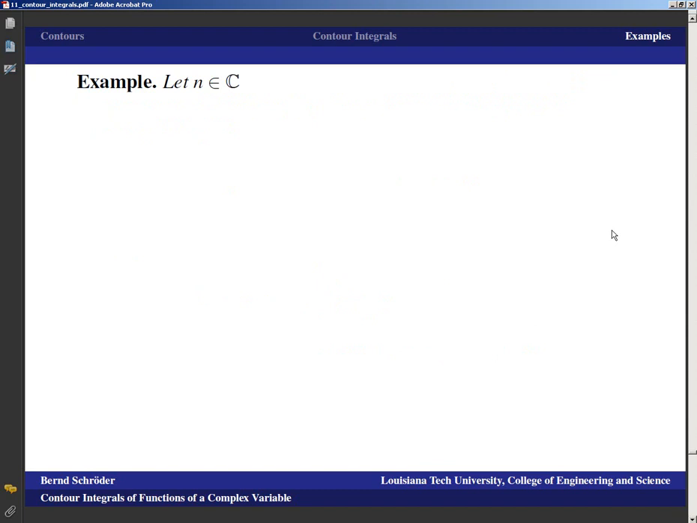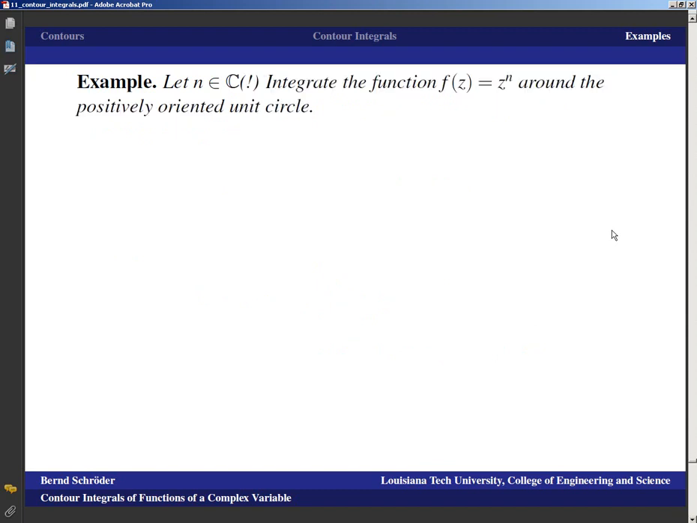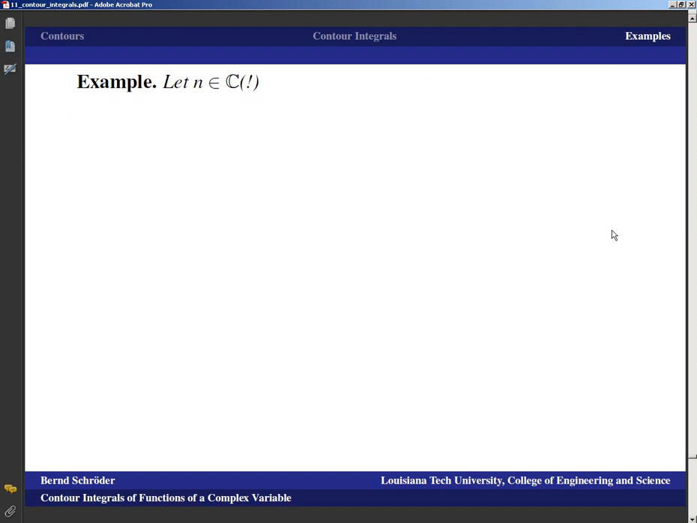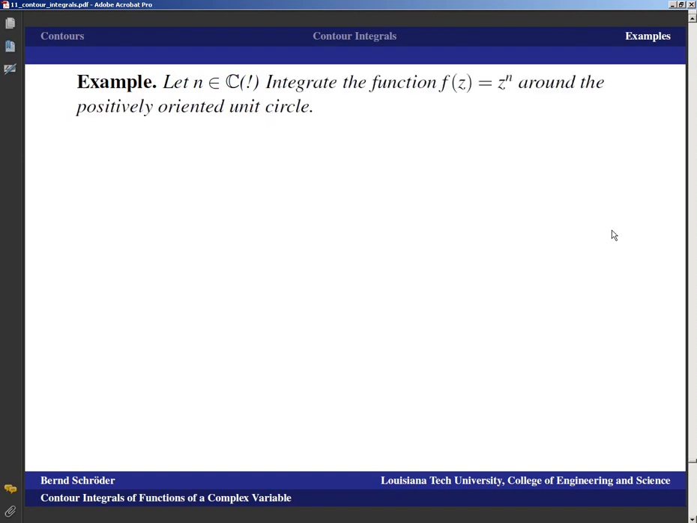Okay, so if we have a complex number n, and let's be very careful here, even though n usually is used for integers, we let n be a complex number this time, and we want to integrate the function f of z equals z to the n around the positively oriented unit circle, which is something that we'll actually have to use quite a few times. Well, then the integral over the unit circle of z to the n dz, that's the integral from 0 to 2 pi, parameterization, which is e to the it plugged into z to the n times the derivative of the parameterization, i e to the it.